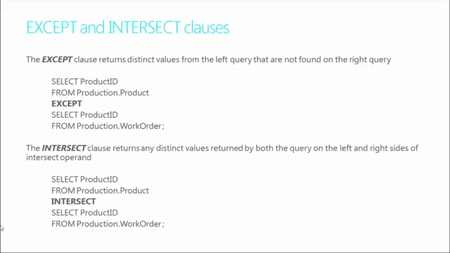The except and the intersect clause. So the except clause returns distinct values. Distinct means unique in the sense that I don't want any repetitive data. So if I did a search of my CDs where genre equals disco, and I've got the same artist, I may not want to see the same artist.